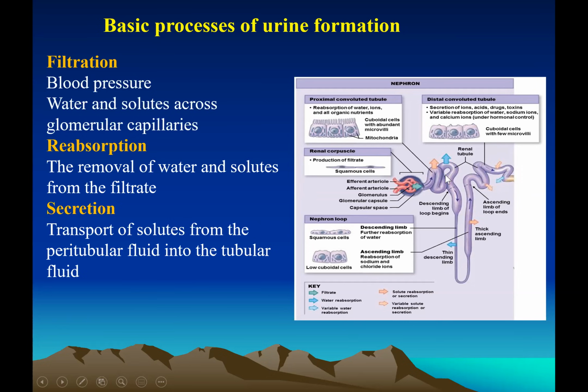So the three main steps of urine production are filtration, which happens in the glomerulus; reabsorption, which happens in the PCT, and reabsorption of water, sodium and chloride happens here too; and secretion of toxins and metabolic waste, which is predominant in the distal convoluted tube. So we'll look at this in detail now.